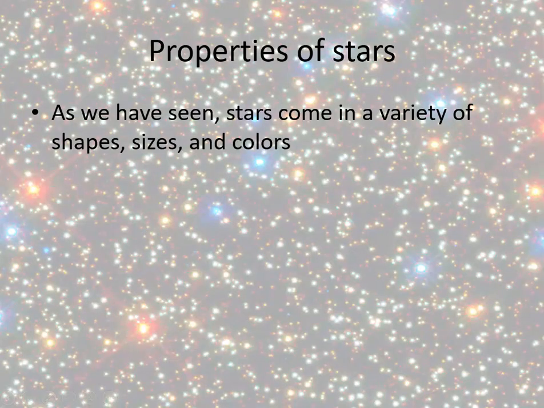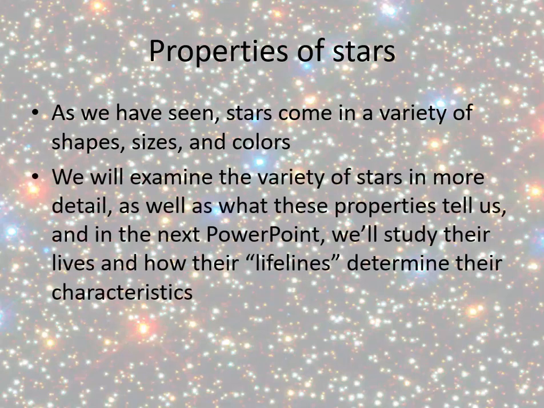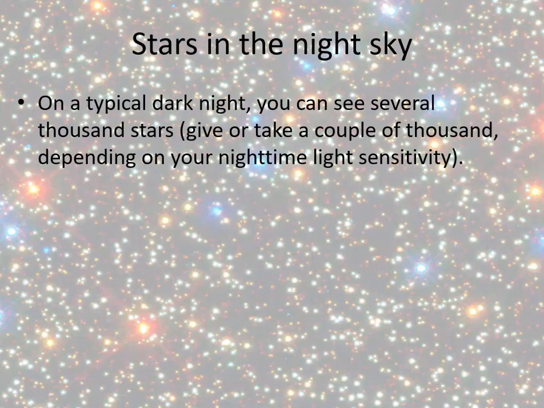As we've seen in a number of these pictures, stars come in a variety of shapes, so to speak, sizes and colors. By shapes, well, they're all spherical, but some of them are blowing out part of their outer envelopes and that sort of thing, so it makes at least the outer part of them non-spherical. So we're going to examine the variety of stars in more detail and what these properties actually tell us over the rest of these discussions. Some of this we're going to skip through very quickly because a whole lot of this is review.